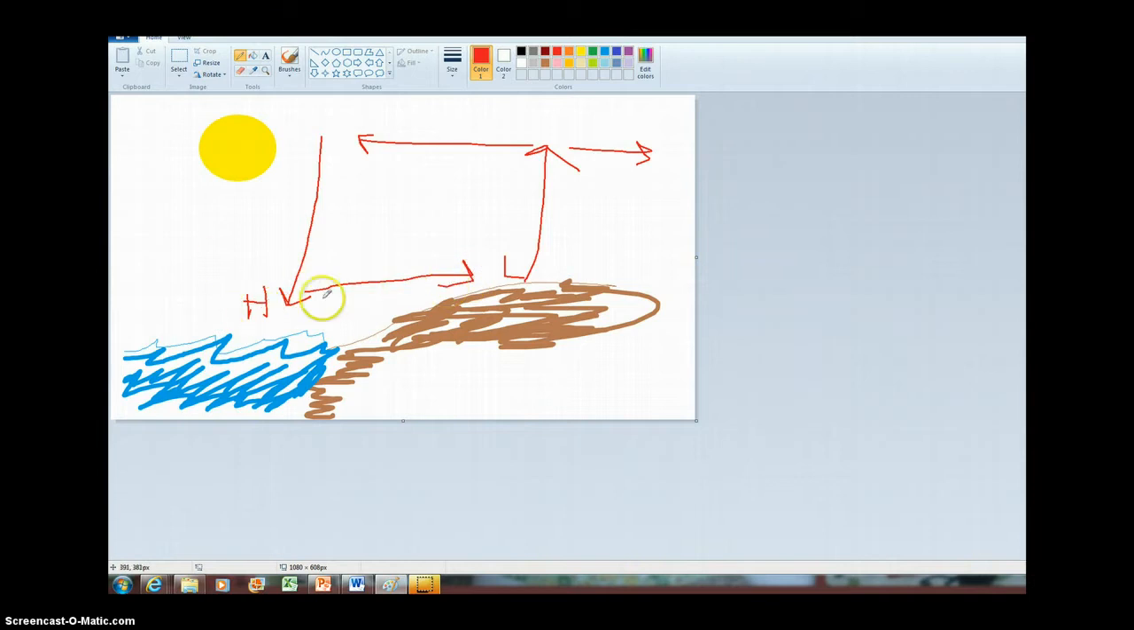So you're taking these extra air molecules over the water, because it hasn't heated up as fast, and moving them over land, to where there's less air molecules. That's pressure gradient force, PGF. It's taken over, and you have this setup. This is called a sea breeze. So you see this sea breeze going on.